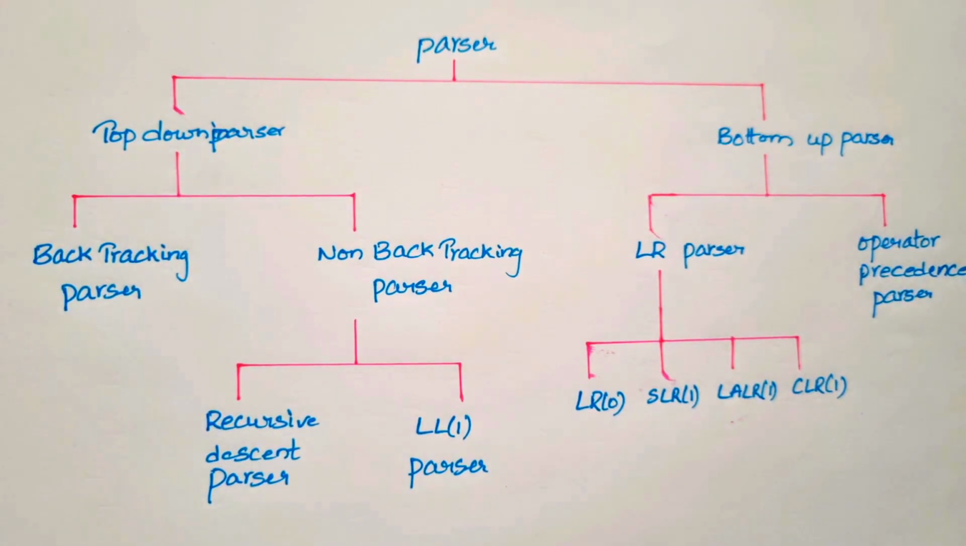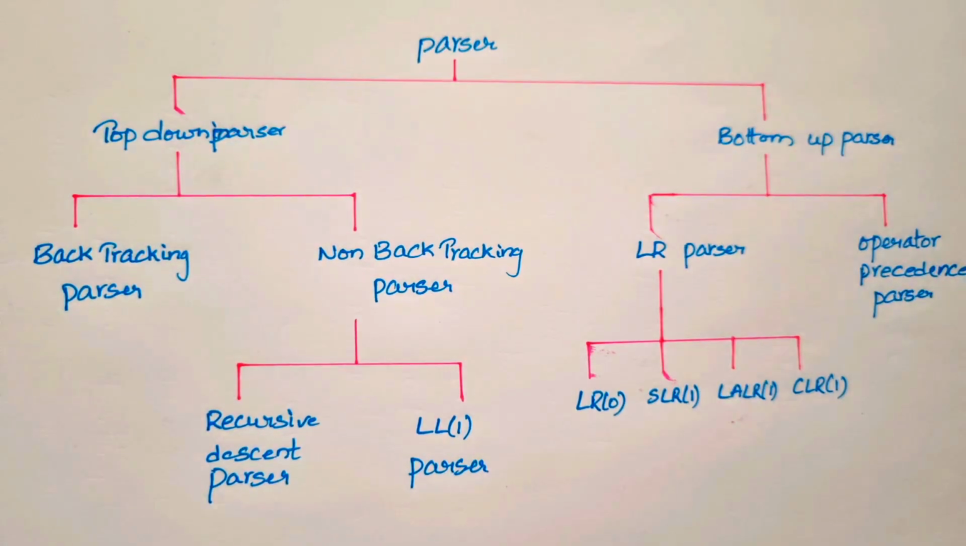LR0 is simple LR parser with no look-ahead symbols. SLR1 is simple LR parser that uses one look-ahead symbol. LALR1 is look-ahead LR. LA means look-ahead LR parser, commonly used in compiler construction tools because it provides a good balance between power and memory usage. Last one is CLR. C means canonical LR, most powerful LR parser using detailed look-ahead information, but it requires large parsing tables.